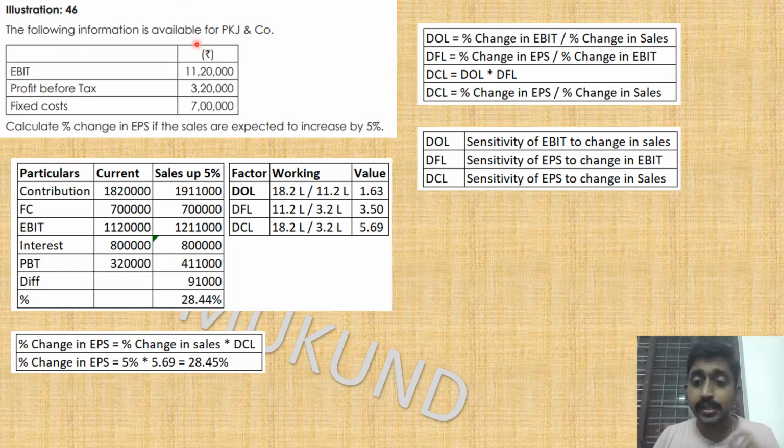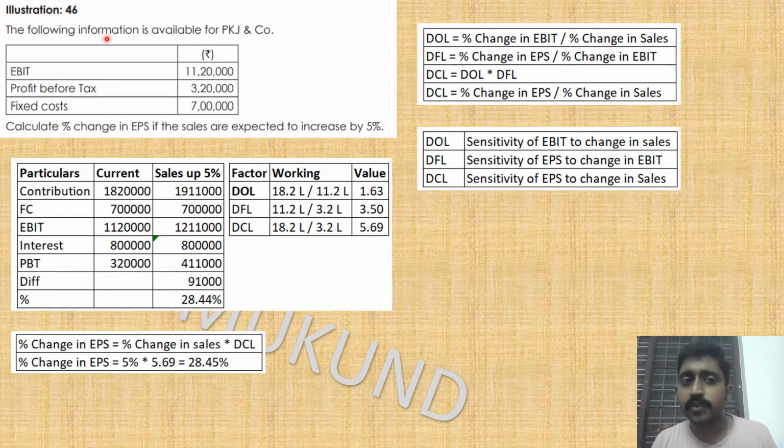Yes, so this problem is very important. Okay, this is very easy also, and at the same time, it is very difficult to understand. This is for the leverage concept. So there is no word called leverage that is mentioned in the question.